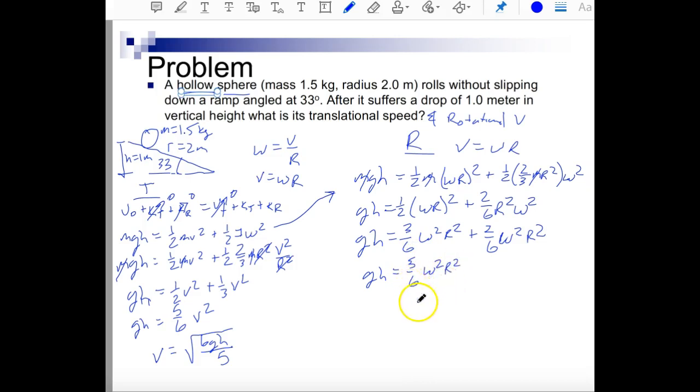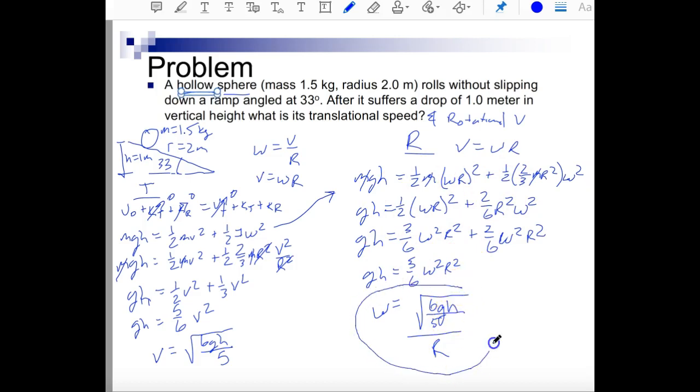At this point we need to solve for omega. And so omega is going to be equal to the square root of 6gh over 5, so the 5 is going to be on the bottom, and then we have to divide that by r. And you'll notice that's interesting because over here we have the square root of 6gh over 5, but we don't have r on the bottom because this is translational, and to get the rotational we just divide by r. So you really don't have to do all this unless you're asked to prove it.